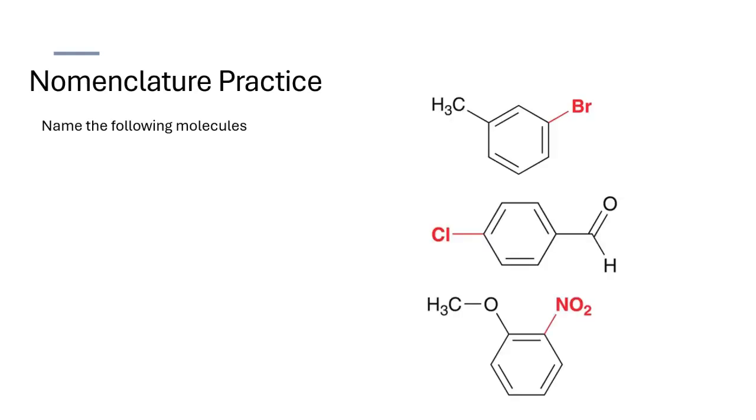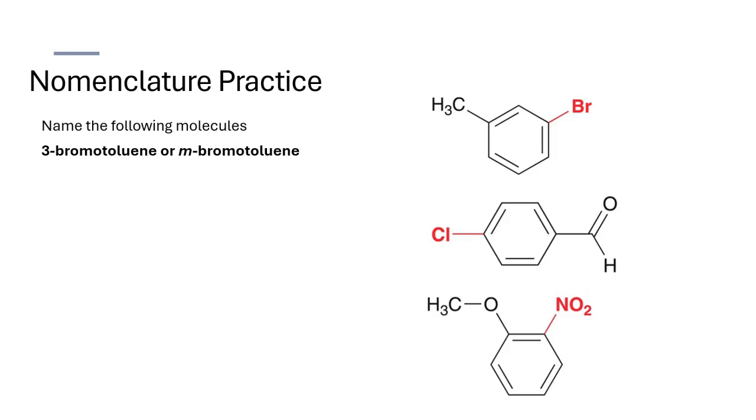Nomenclature practice. Name the following molecules. Use the techniques we discussed earlier by using the accepted IUPAC common name. For example, the first compound has toluene in it, so use that as a parent name. Hopefully we got 3-bromotoluene or meta-bromotoluene.